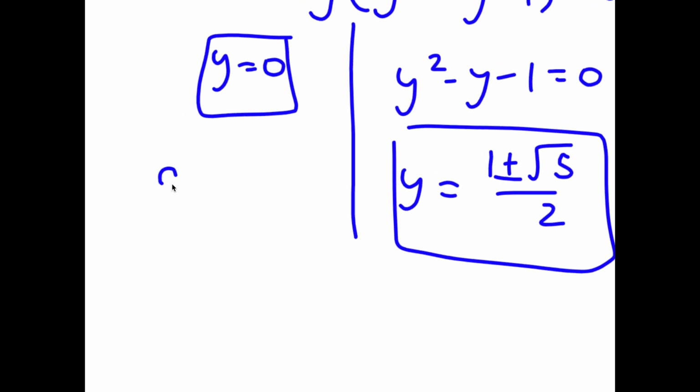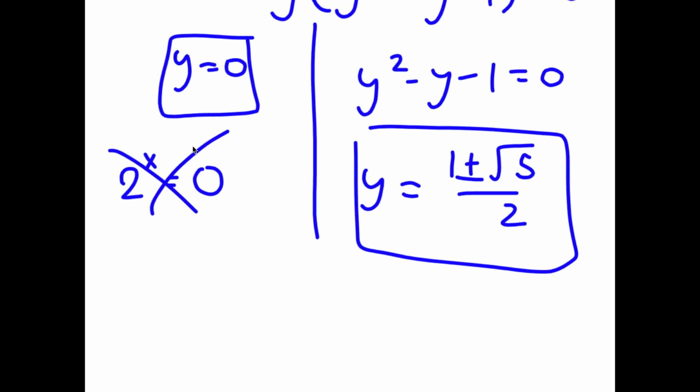So first off, I have 2 to the power of x is equal to 0. And you can't take 2 to the power of a number and make it equal to 0. So this is wrong, and there is no solution of x here.